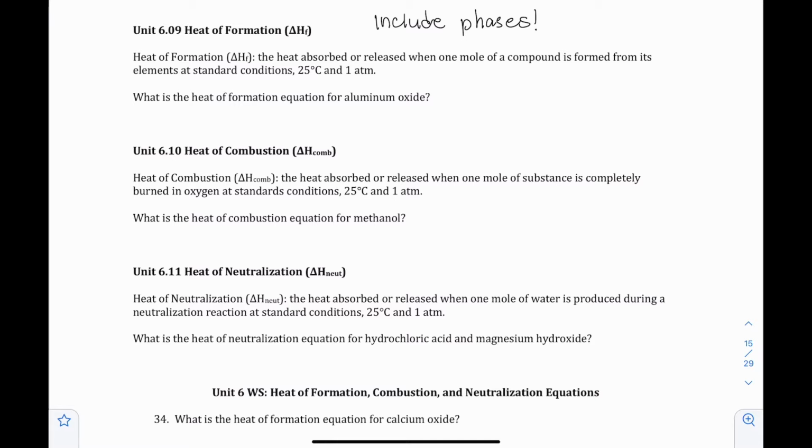For the following problems, we're going to write out the heat of formation, heat of combustion, and heat of neutralization equations. For heat of formation, delta HF, it is the heat absorbed or released when 1 mole of compound is formed from its elements. So the example I have here is what is the heat of formation equation for aluminum oxide? Aluminum oxide is our compound, and it is formed from its separate elements, aluminum and oxygen.